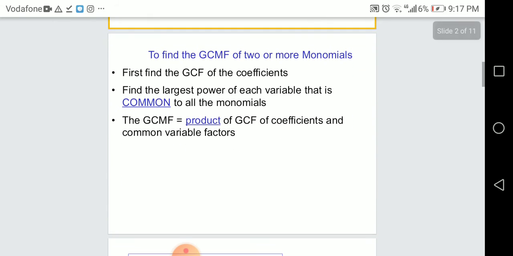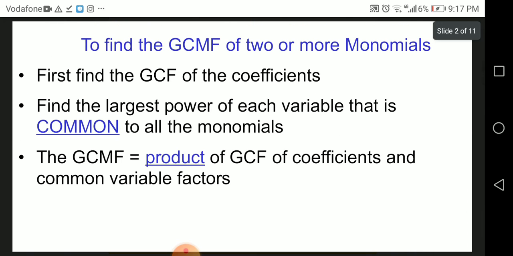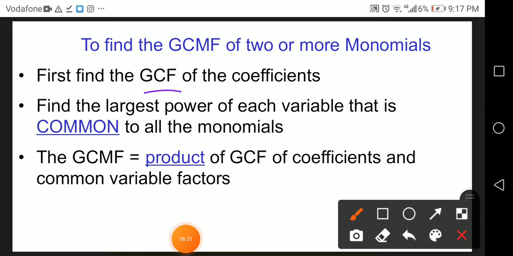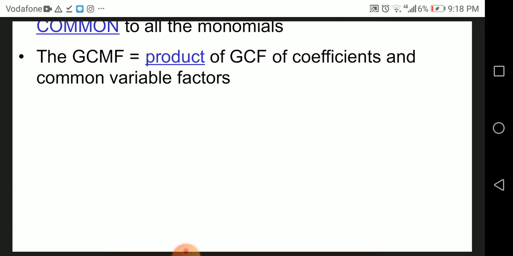To find the greatest common factor of two or more monomials, let's see how we can do it. We have steps we should follow. Find the GCF: find the largest power of each variable that's common to all the monomials. Then let's see how we can do it by example.